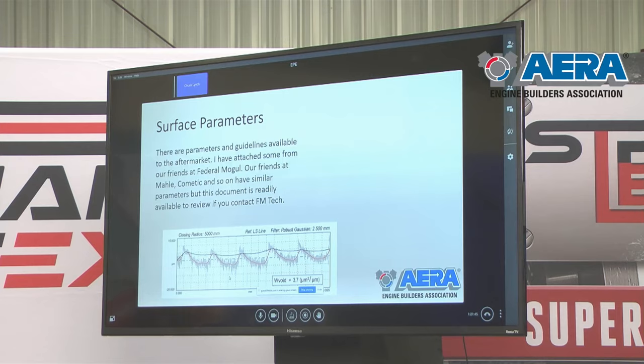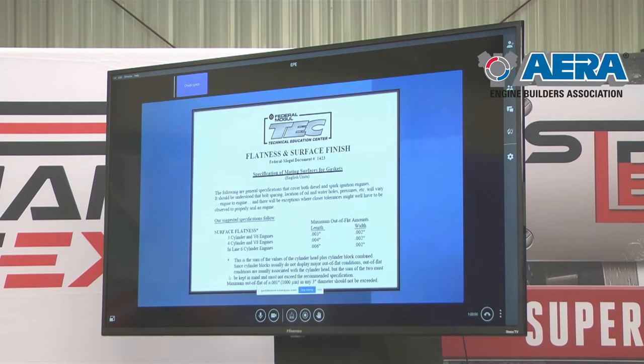Elring, Klinger, when we talk about these roughness parameters, they are well accepted in the industry when it comes to surface finish. So flatness and surface finish: the maximum amount of flat across the length of a V6 head gasket would be 3/1000ths, and from intake to exhaust 2/1000ths. That's a pretty standard dimension that you can use.